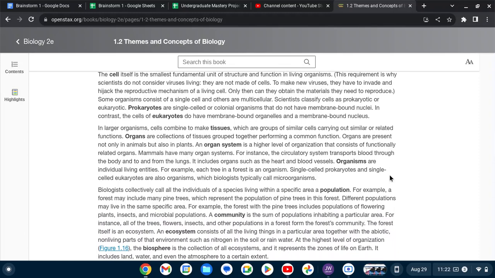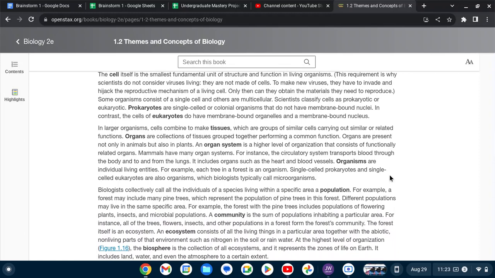They are not made of cells. To make new viruses, they have to invade and hijack the reproductive mechanism of a living cell. Only then can they obtain the materials they need to reproduce. Some organisms consist of a single cell, and others are multicellular.